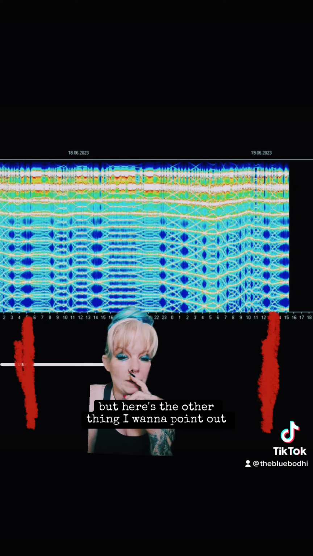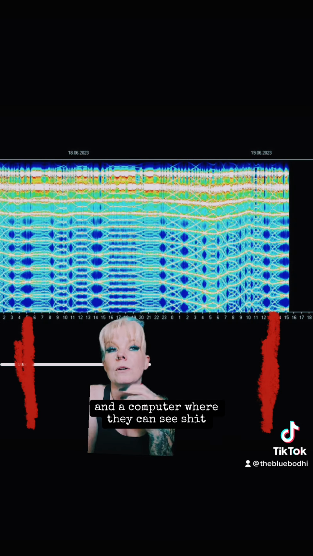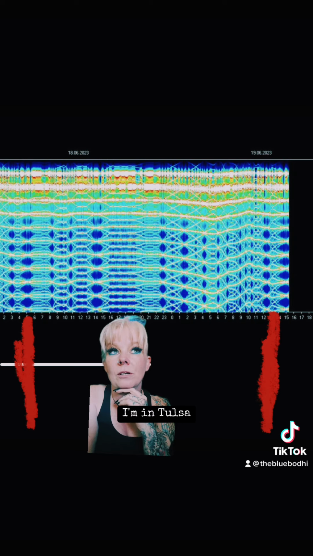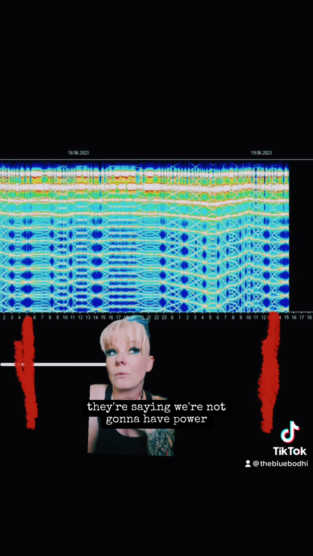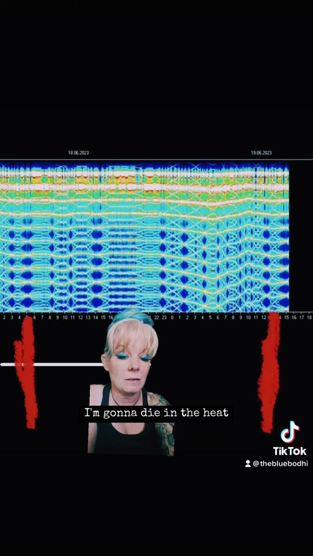But here's the other thing I want to point out, and this is going to take someone that has power and a computer where they can see, because if y'all didn't know, I'm in Tulsa. We still don't have power. They're saying we're not going to have power till Saturday. I'm going to die in the heat, but I do.